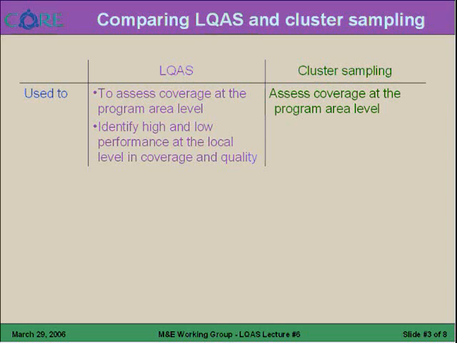Now, both LQAS and cluster sampling provide sufficient information to assess coverage or the value of program indicators for the entire program area. However, lot quality assurance sampling provides an additional value of considerable significance, in that it can provide information about how performance varies within the program area. Here we say identify high and low performance at the local level in coverage and quality. This is what we need.